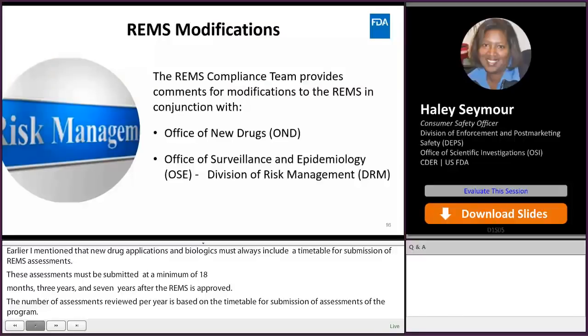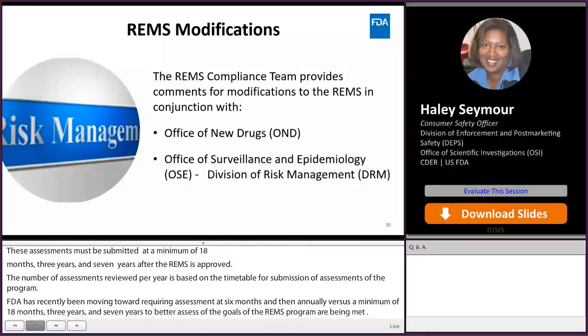When a new REMS is submitted or new changes are considered for current REMS, the REMS compliance team provides comments for modifications to the REMS in conjunction with the Office of New Drugs and the Division of Risk Management, which is in the Office of Surveillance and Epidemiology.